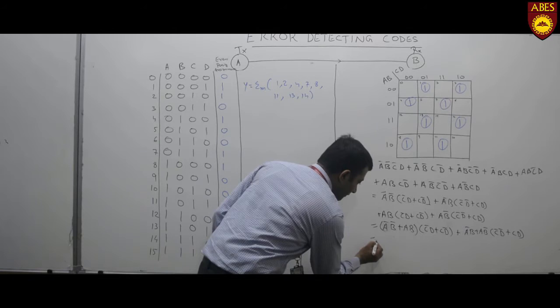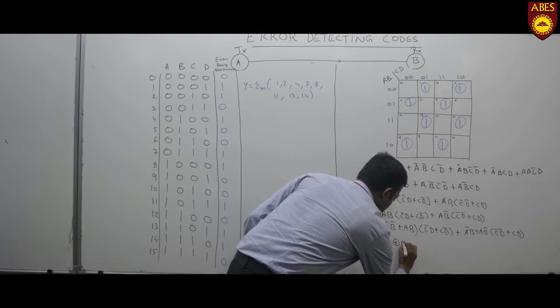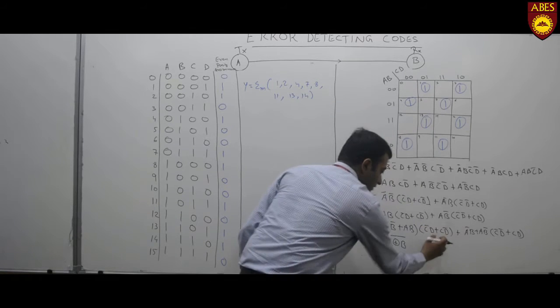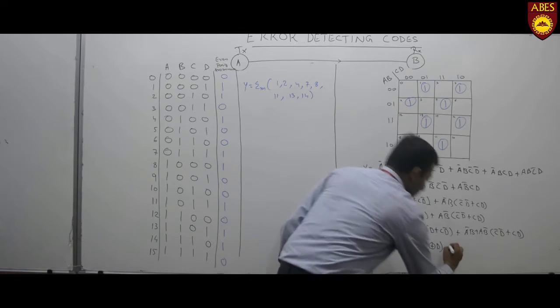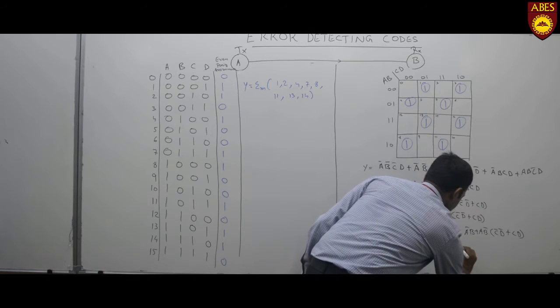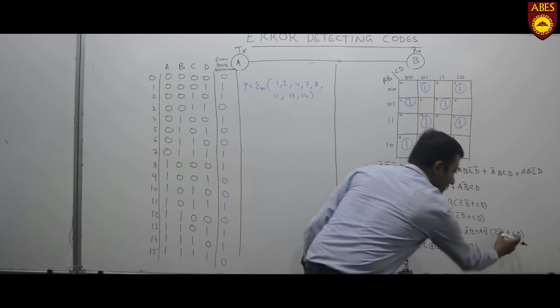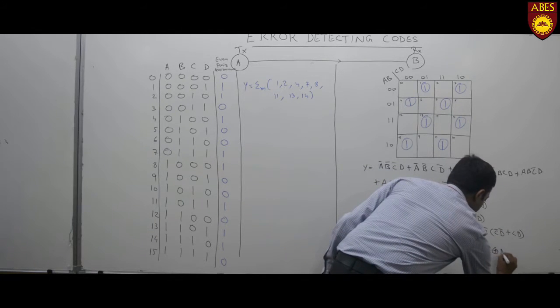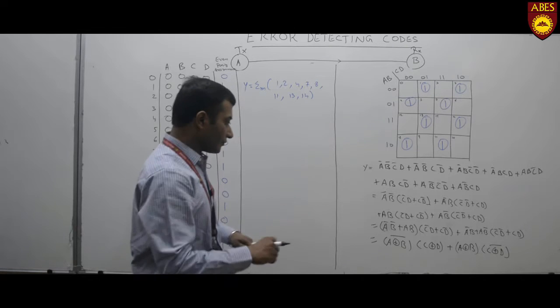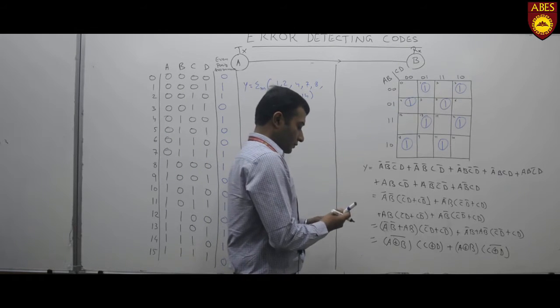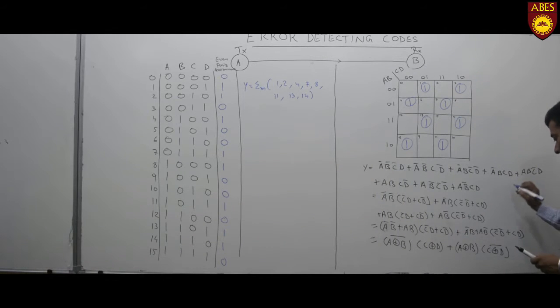Now this can be written in the form of A XNOR B, whereas this one is C XOR D. Similarly, this term is A XOR B and this term is C XNOR D. What can be done is we can take X as A XOR B, and we can take Y as C XOR D.